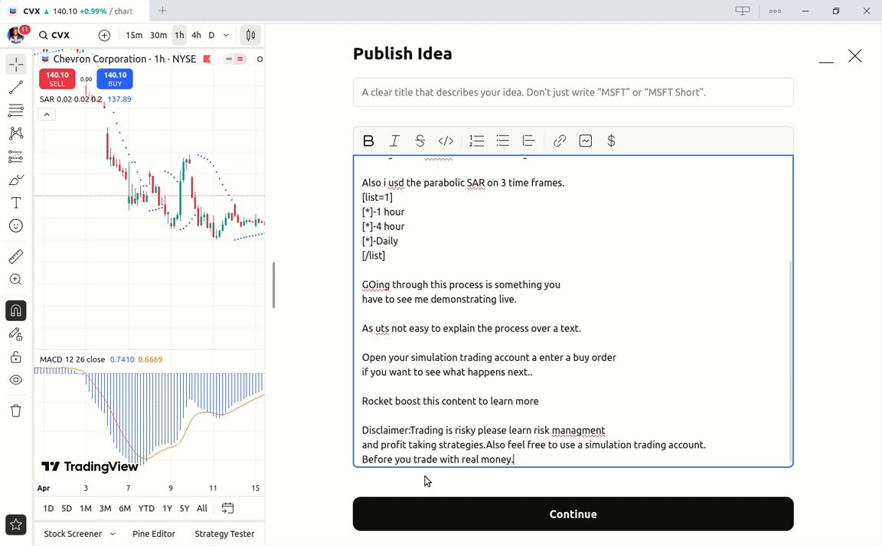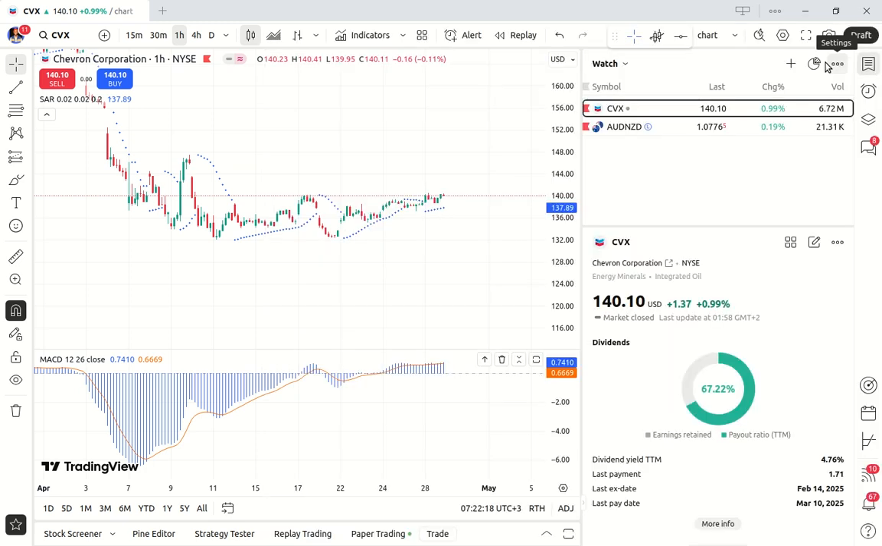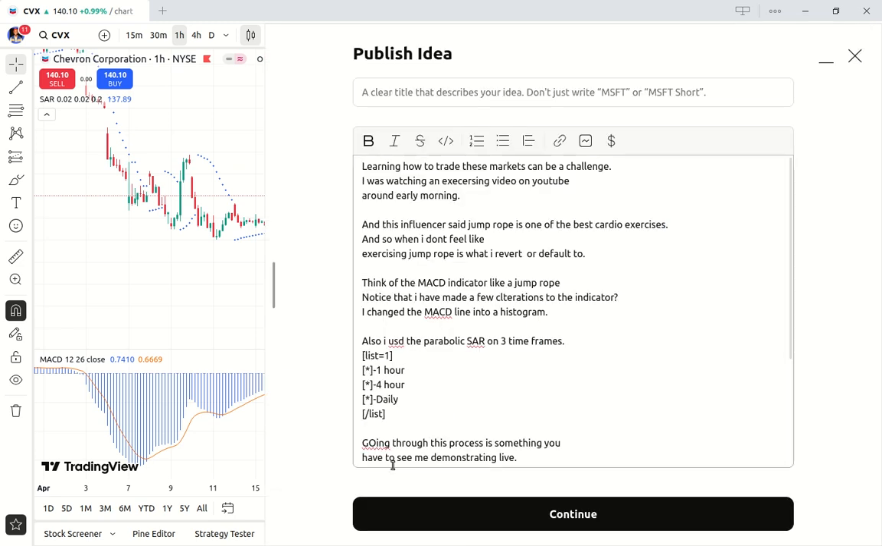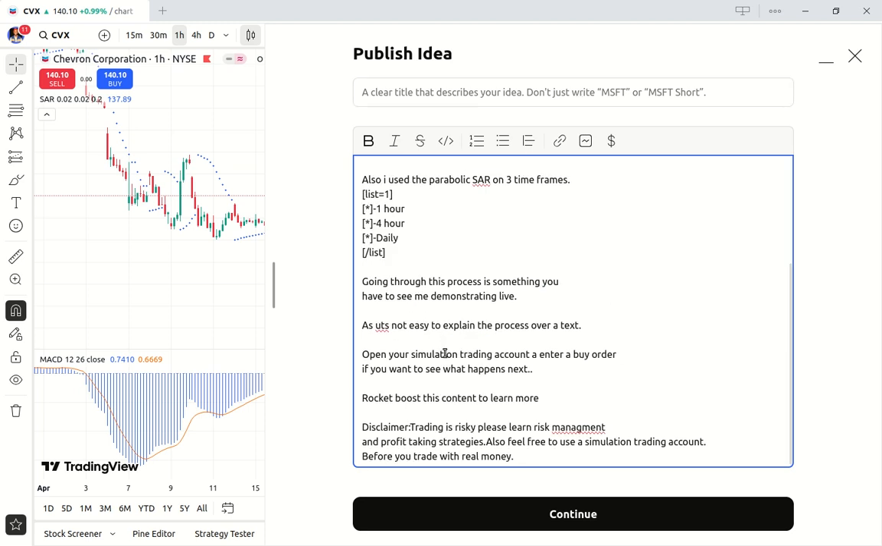Wait, what did I just do? All right. So basically, this is what I'm planning to post on TradingView. So I'm just gonna read through it.